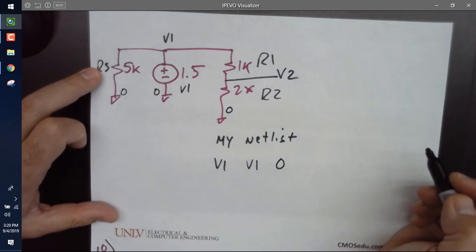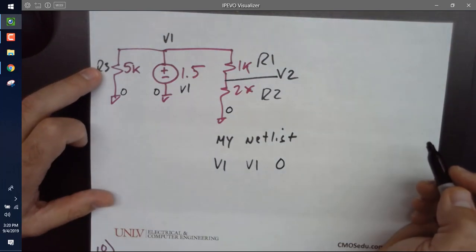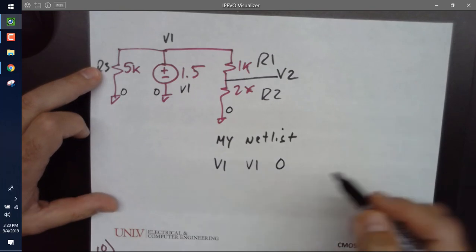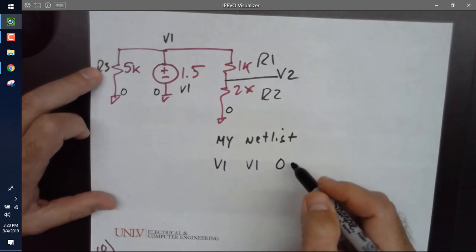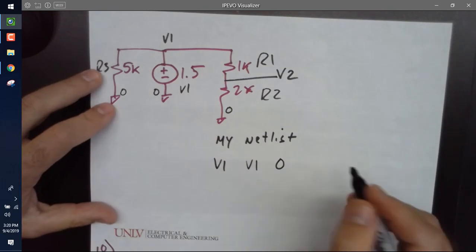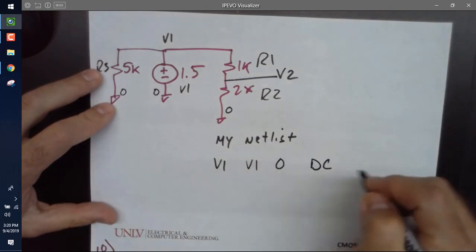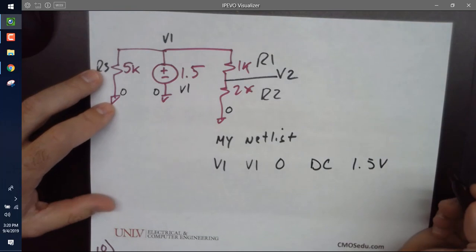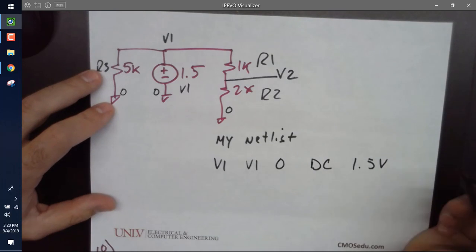Where could you possibly make a mistake here? Calling that O. Now, I've never done that. Yeah, I've done it a few times. All right. DC 1.5 volts. Of course, I learned Fortran, and in Fortran, you put in the 0.